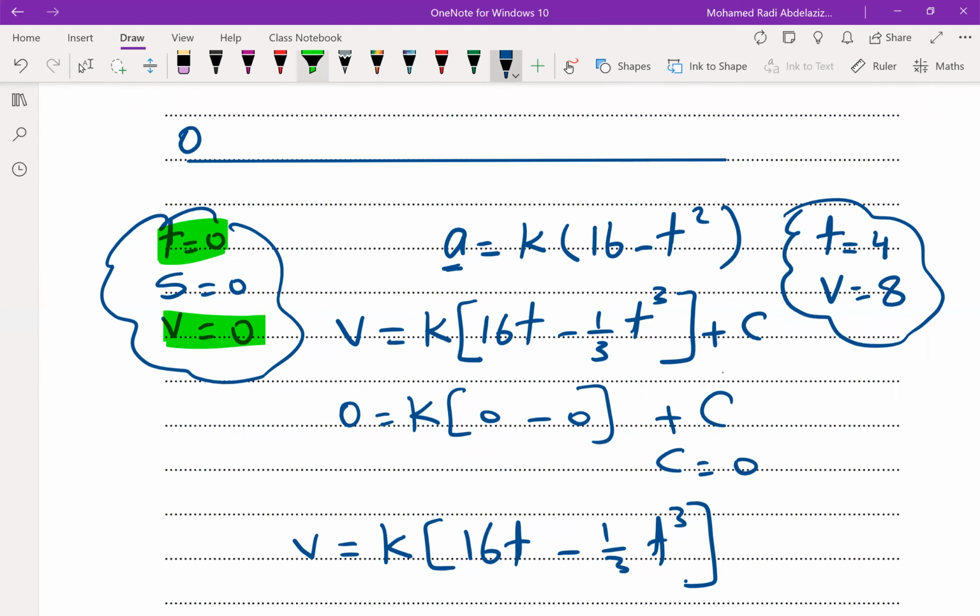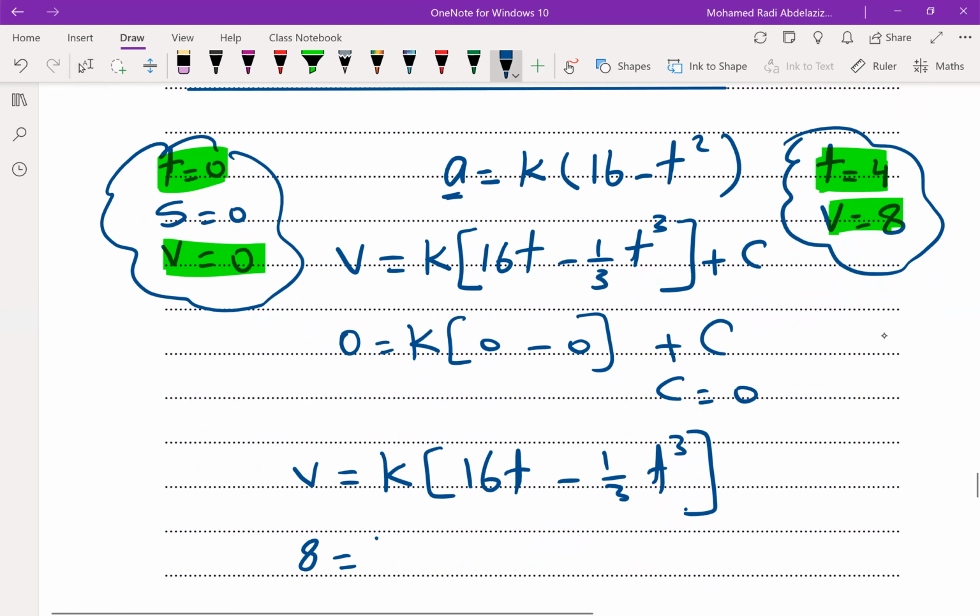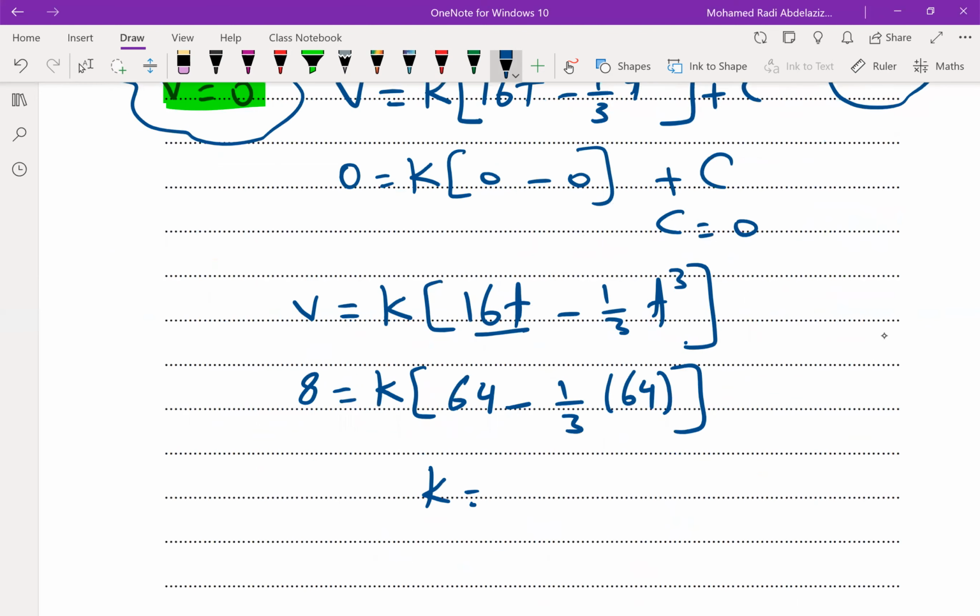It's also given another information. You can use it to find the value of k, where t is equal to 4, v is equal to 8. So 8 equals k times (16 times 4 will be 64, minus one third of 4 to the power of 3, which is 64). From this equation, you can find the value of k. It's 8 divided by (64 minus 64 divided by 3). So the value of k is 3/16.